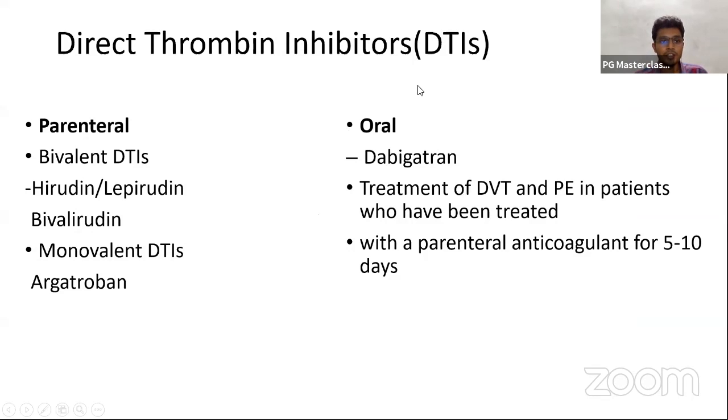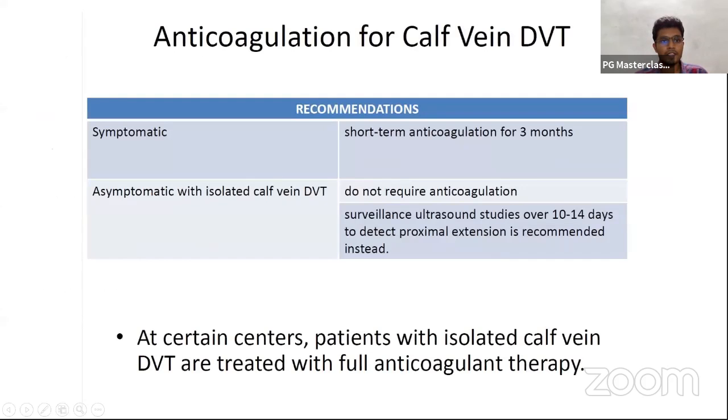Direct thrombin inhibitors: there are two types, the parenteral ones and the oral direct thrombin inhibitors. Parenteral ones are bivalent and monovalent. Bivalent ones include hirudin, lepirudin, and bivalirudin. Monovalent direct thrombin inhibitors include argatroban. The oral direct thrombin inhibitor is dabigatran. It is used in the treatment of deep venous thrombosis and pulmonary embolism in patients who have already been treated with a parenteral anticoagulant for the initial 5 to 10 days.